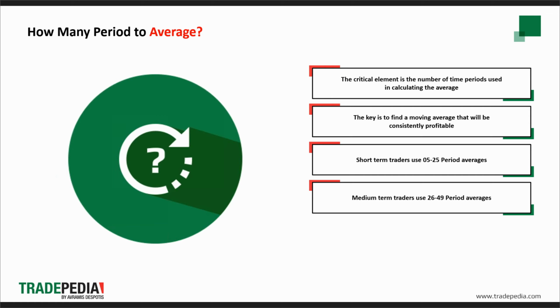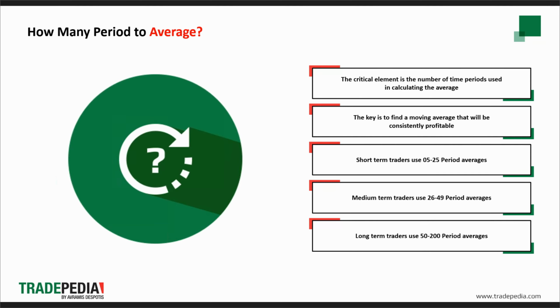Typically they will look at the 4-hour charts, the daily charts, these kinds of time frames. They will look at 26 to 49 period moving averages. It's more relevant to them, and it doesn't stick as closely to price, because remember, you are a medium-term trader, you have a medium-term horizon.